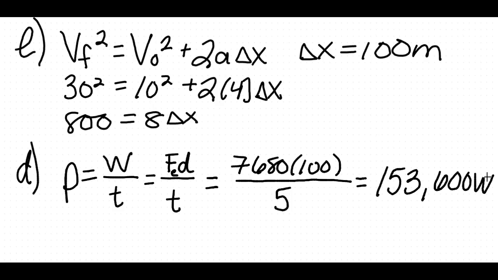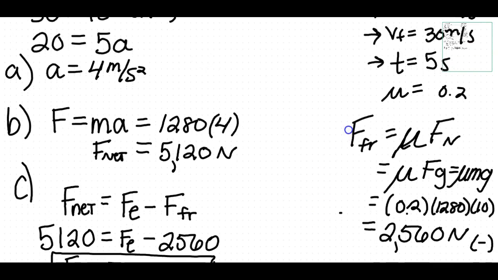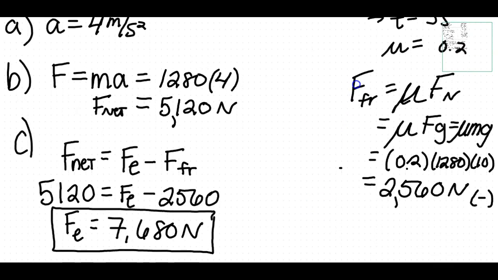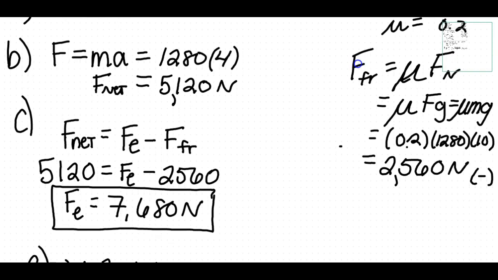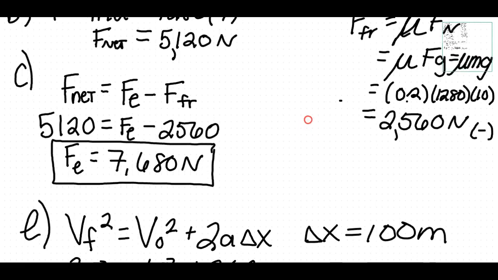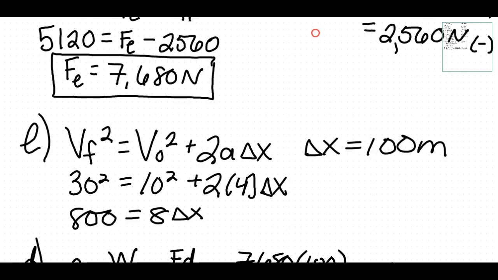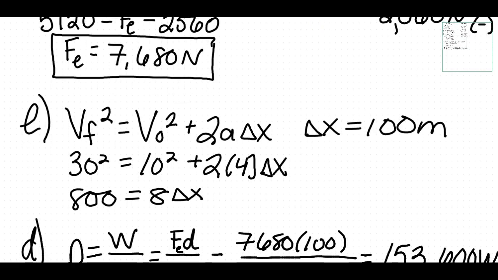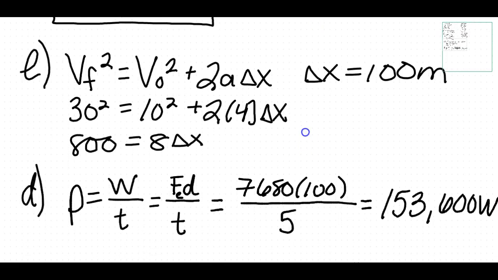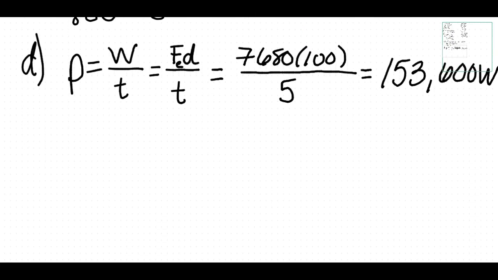All right, so answers for this practice problem. Part A, 4 meters per second squared. Part B, 5,120 newtons. Part C, 7,680 newtons. Part E, 100 meters. And part D, 153,600 watts.